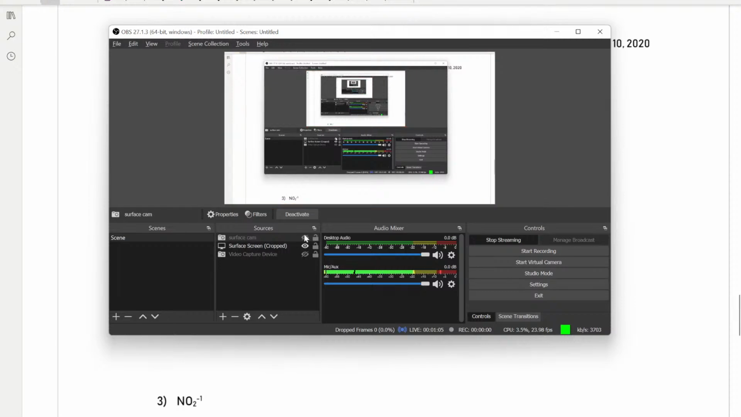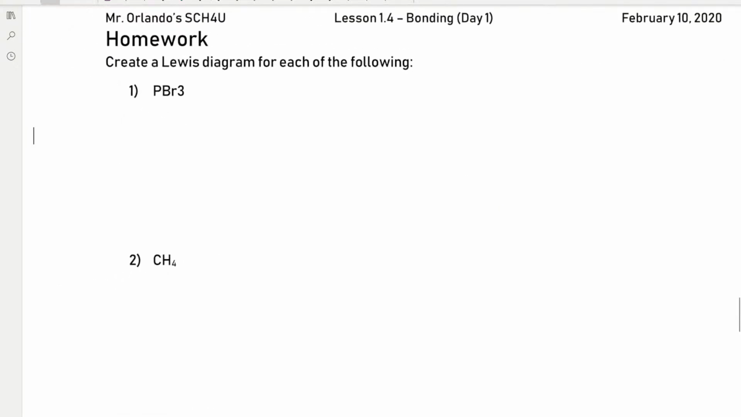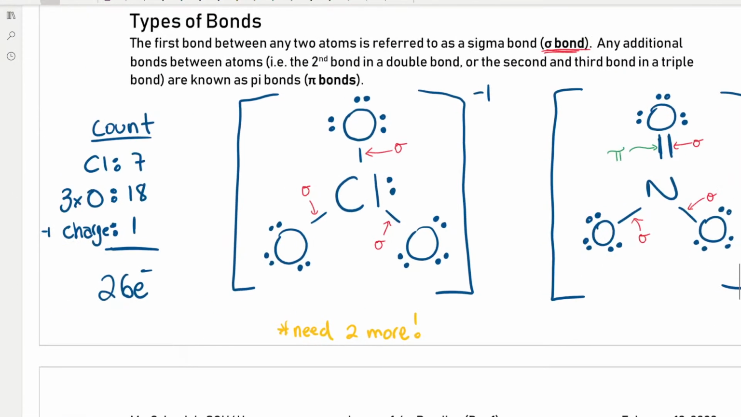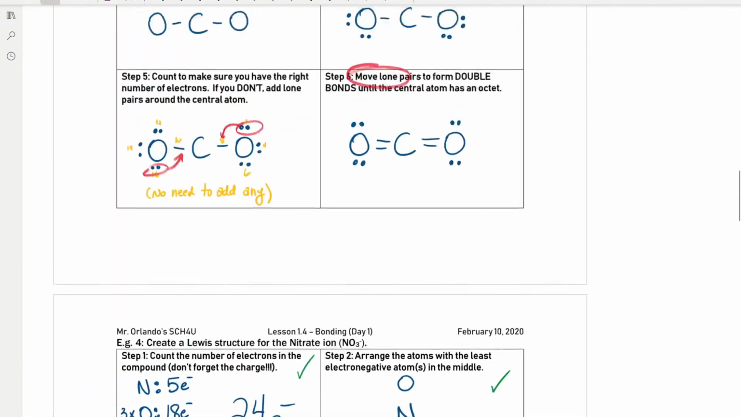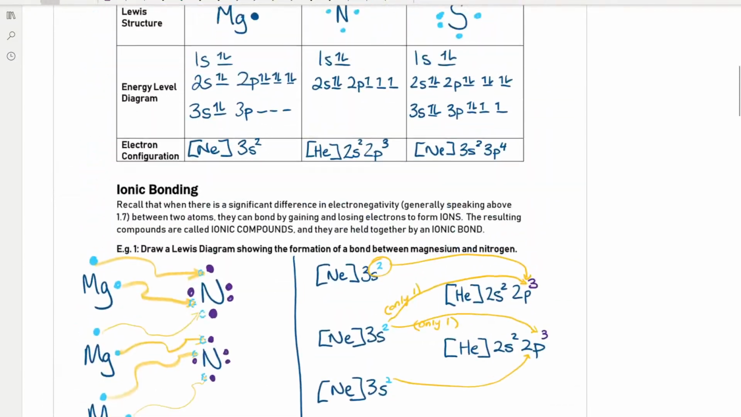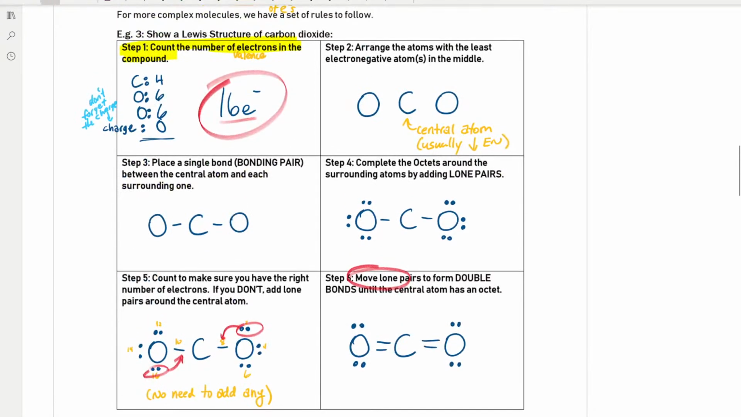We'll take a look at that. And then after we have done that, I'll leave you with some new practice to work on. So with no further ado, let's take a look. Yesterday we went through drawing Lewis diagrams, and make sure if you weren't here that you go through that topic and make sure you understand it. This is the big one.